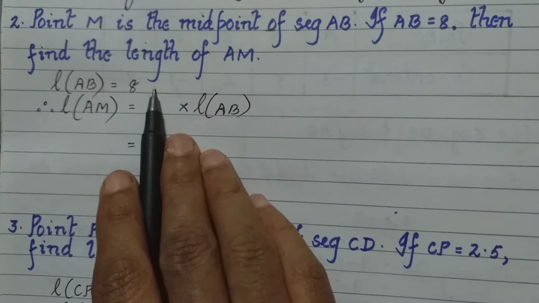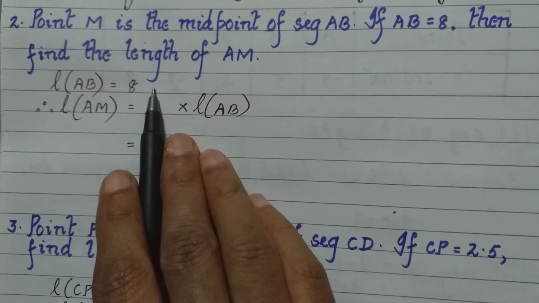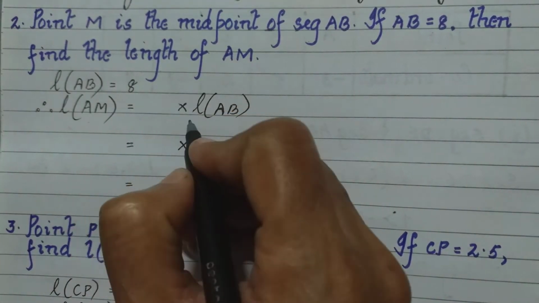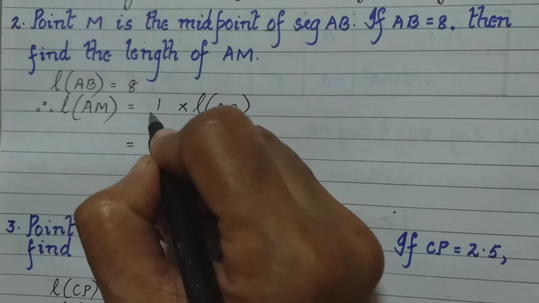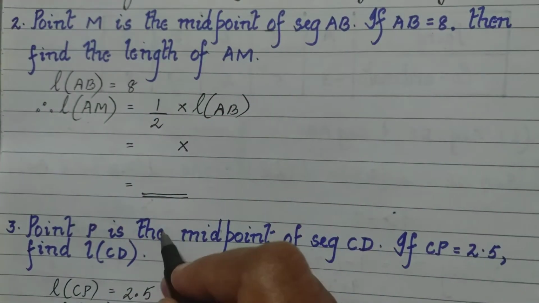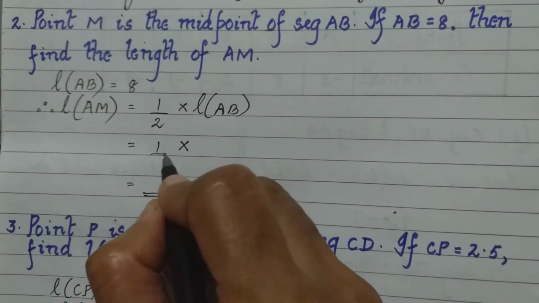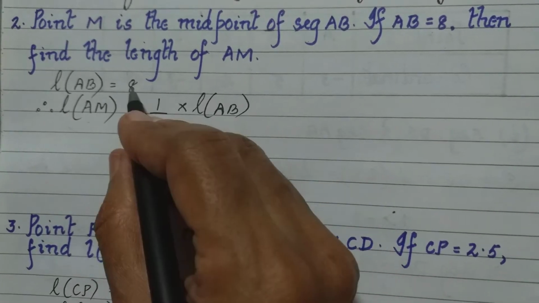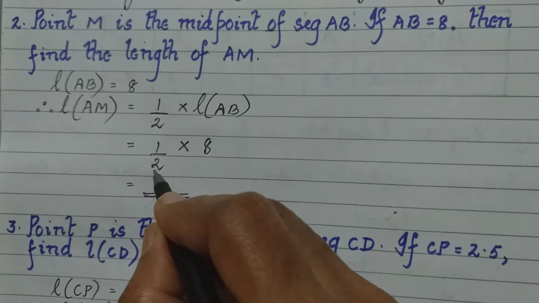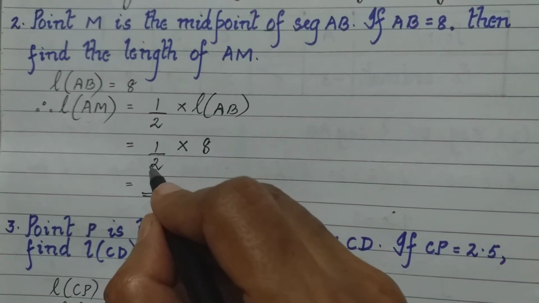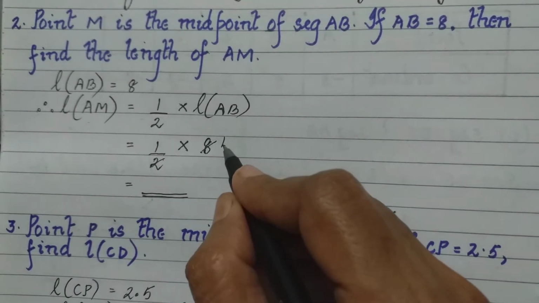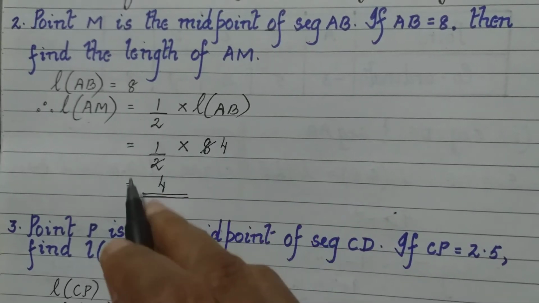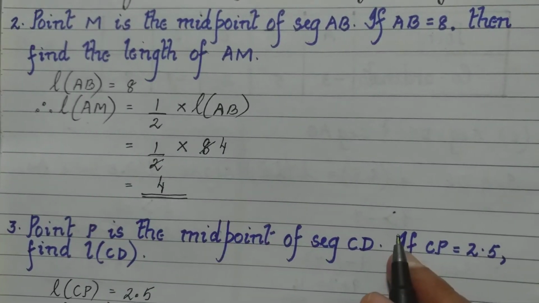The length of AB is 8. So if I have to find the length of AM, it will be equal to half into the length of AB, that is half into 8. So half into 8, 2 goes in 8 4 times. So 1 into 4 is 4. Therefore the length of AM is 4.